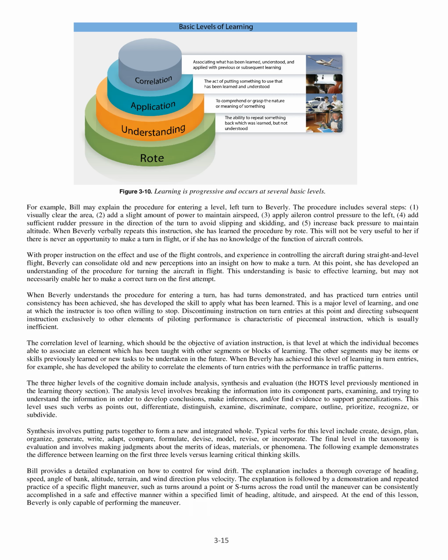For example, Bill may explain the procedure for entering a level left turn to Beverly. The procedure includes several steps: 1. Visually clear the area, 2. Add a slight amount of power to maintain airspeed, 3. Apply aileron control pressure to the left, 4. Add sufficient rudder pressure in the direction of the turn to avoid slipping and skidding, and 5. Increase back pressure to maintain altitude. When Beverly verbally repeats this instruction, she has learned the procedure by rote.